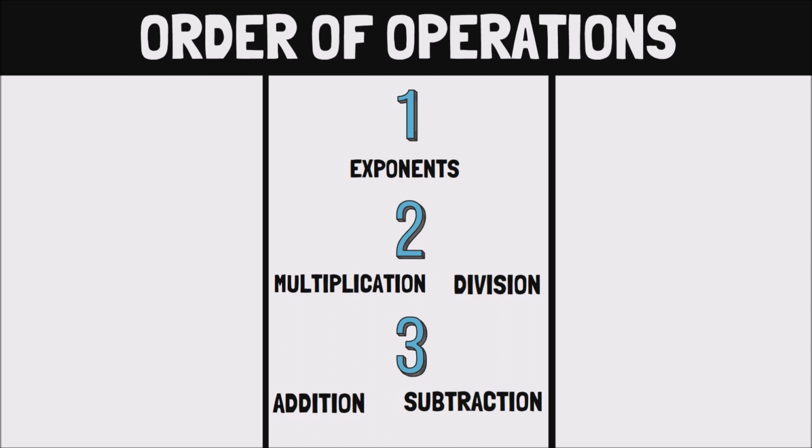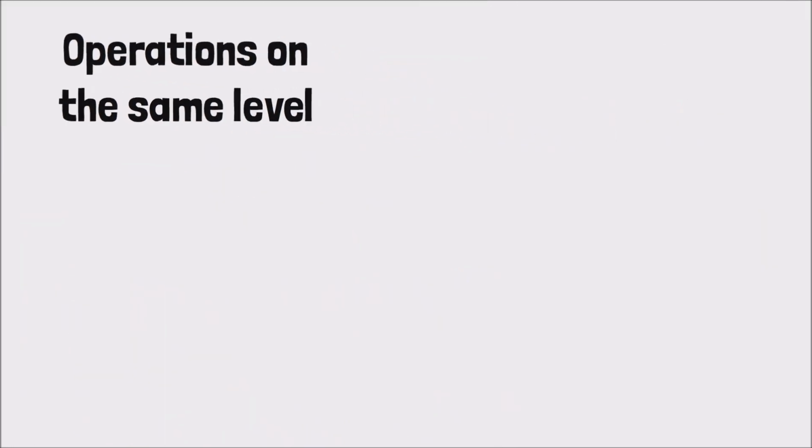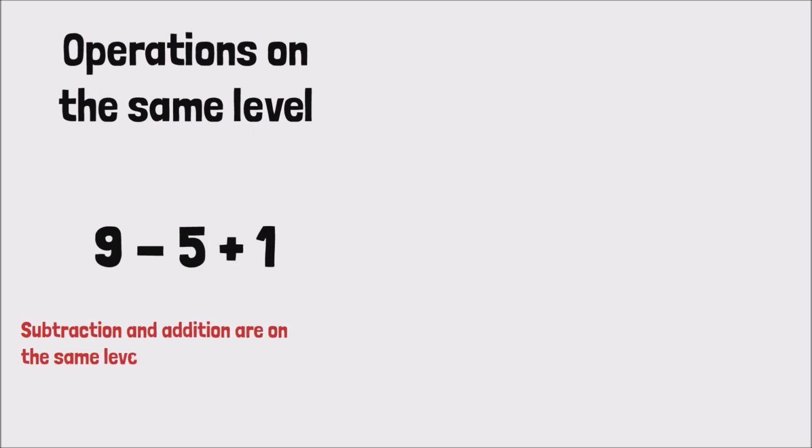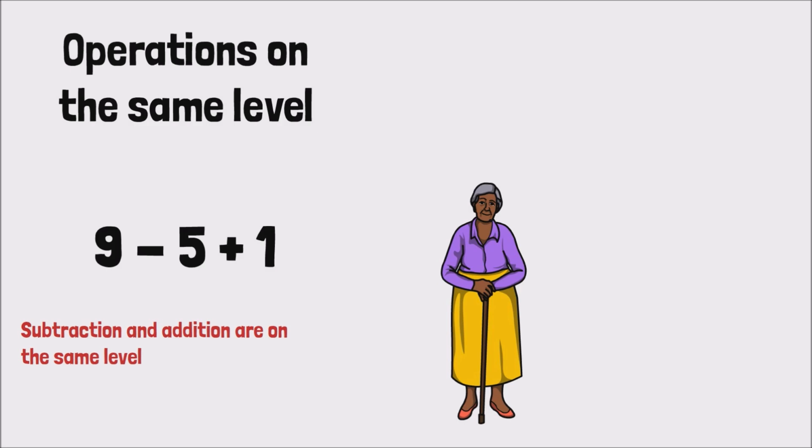The first thing is, what if we have two operations from the same level in the equation? So we can go back to our first example, 9 minus 5 plus 1. In this expression, we have a subtraction and an addition sign, both of which are on the same level. Well, we can think back to our vaccination line. If there are two persons in the line from the same level, so if we have two healthcare workers or two senior citizens, it has to be the one who comes first that will get through first. So in this case, it's a first come, first serve basis.